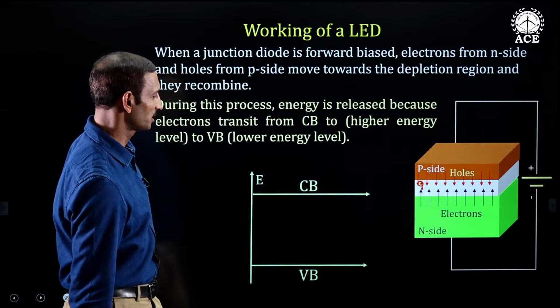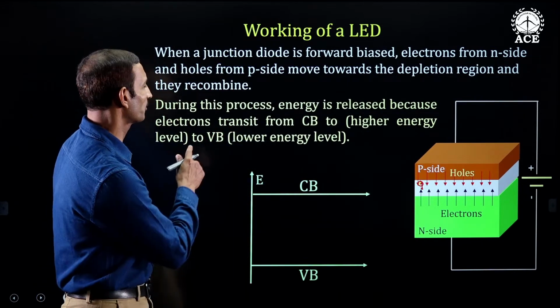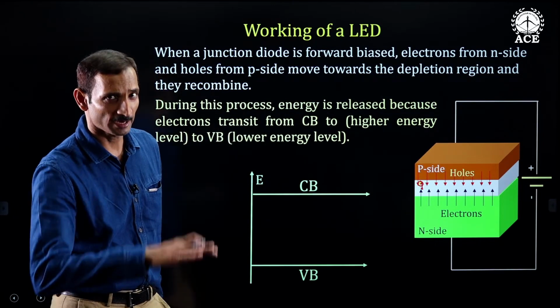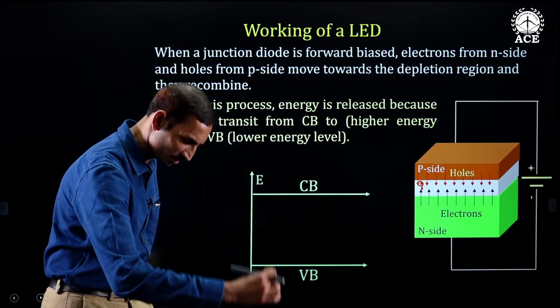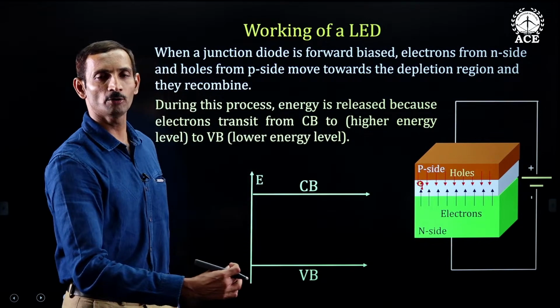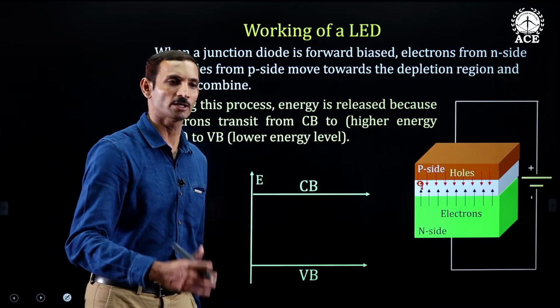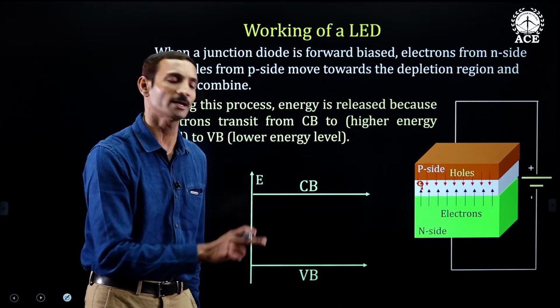So I'm going to show it in the energy level structure first. During this process, energy is released because electrons transition from the conduction band, which is a higher energy state, to the valence band, which is a lower energy state. When the transition takes place from higher energy to lower energy, energy has to be emitted, right? This energy would be emitted in the form of light.